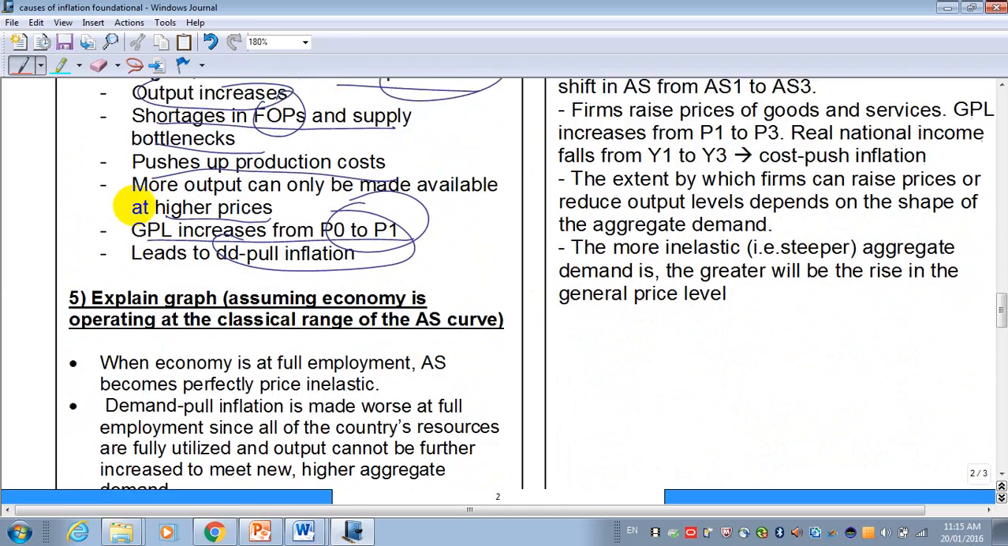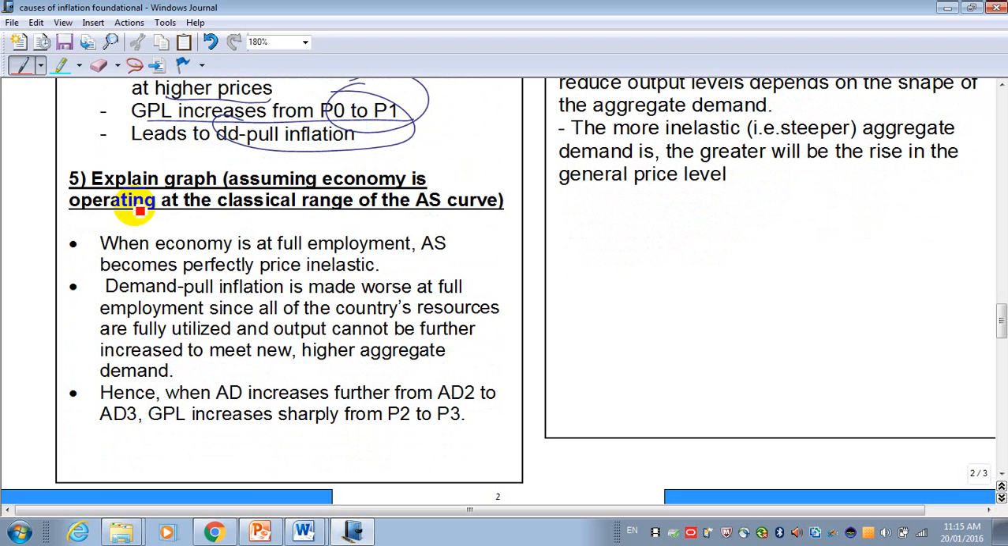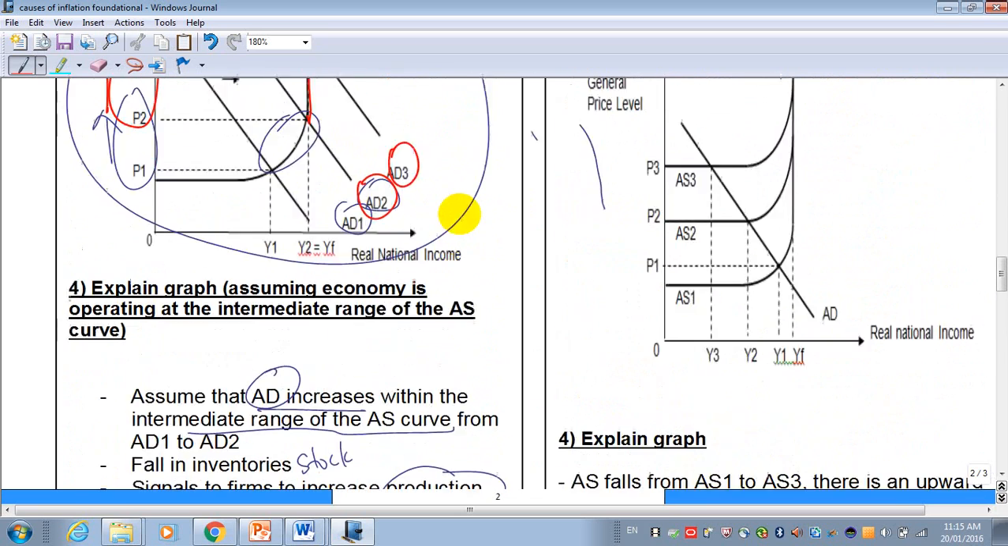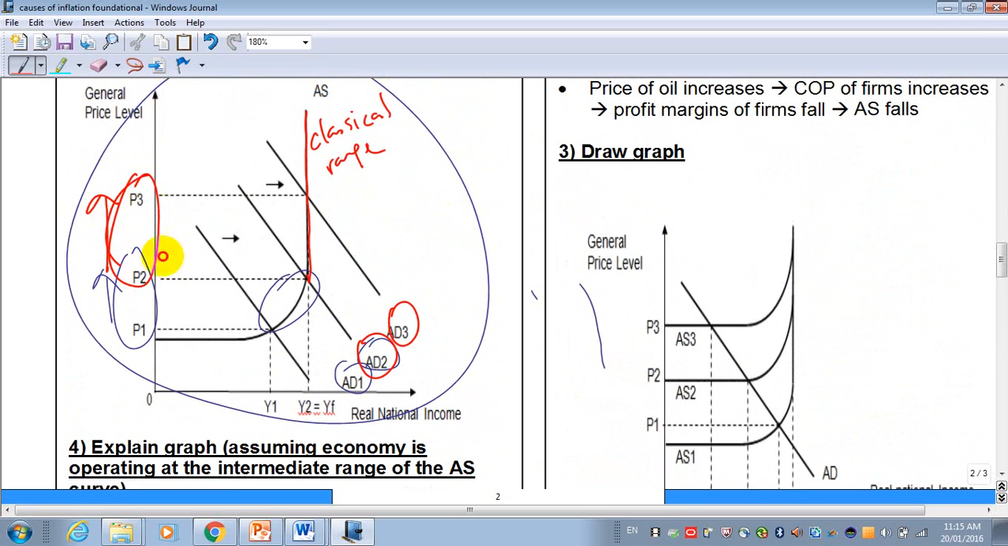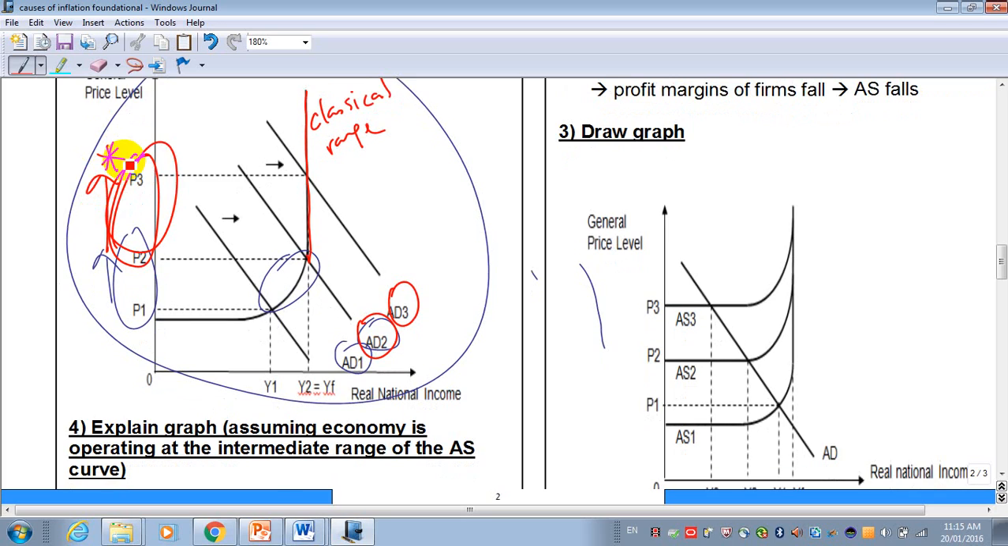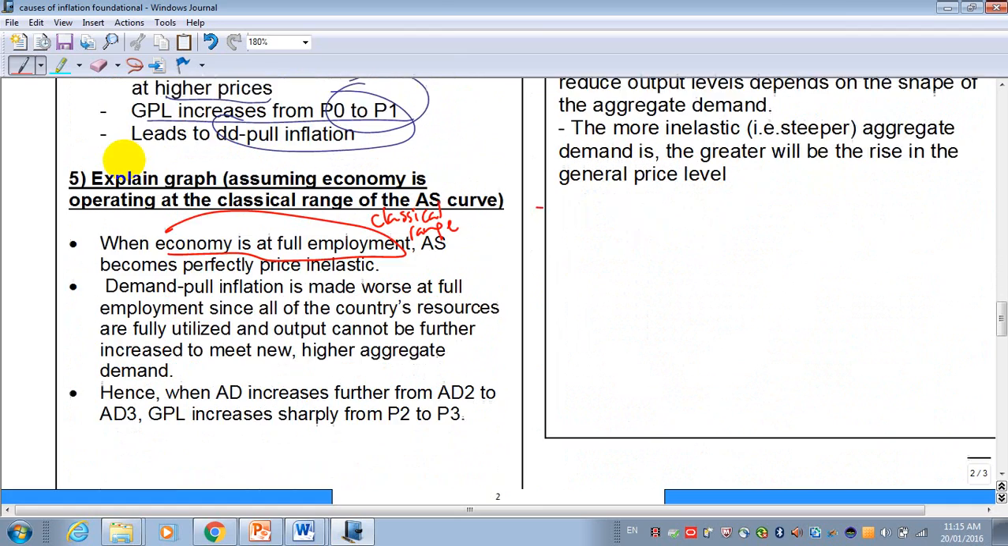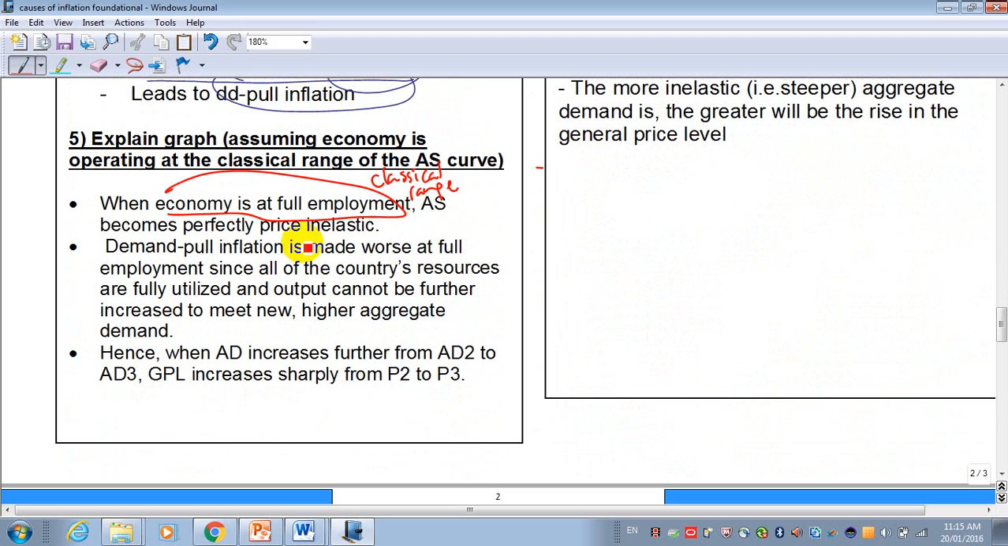Alright? And so we go to the explanation here that when the economy is at full employment, when it is at the classical range of the AS curve, when the AD increases within the classical range of the AS curve, what happens is that the GPL increases by a very significant amount here, right? I put a star here, and therefore the demand pull inflation is made worse. It is made worse at full employment because all of the country's resources has been used up.